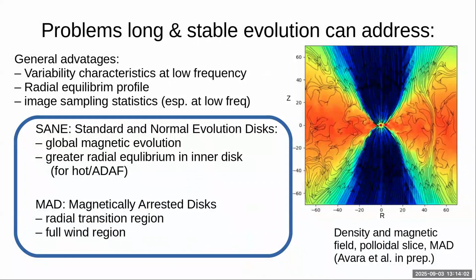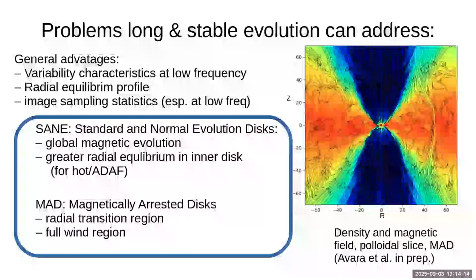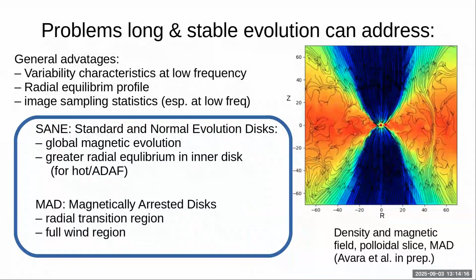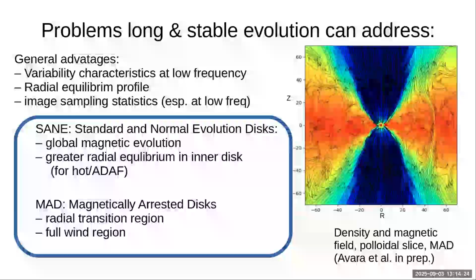So the problems that a really long and stable equilibrium state for a disk can address are quite important. The general advantage is if you have a long simulation that has a very steady mass accretion rate, has an equilibrium in the disk out to a large radius. Remember, the longer you run the simulation, of course, the larger radius you reach equilibrium to.